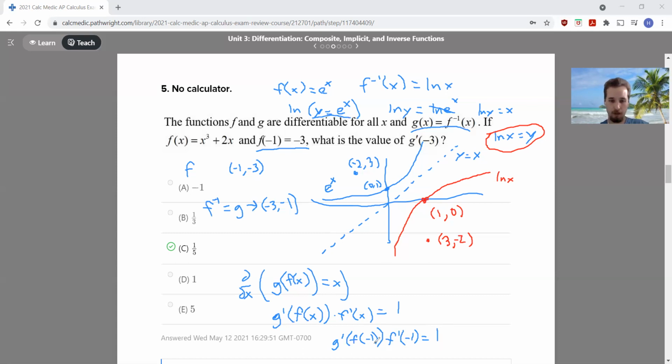Okay, so f of -1, well, f of -1 is -3. So we get our g prime of -3, which is what we want, because that's what we want to solve for. That's the whole reason why I use f of -1, because we know that f of -1 is equal to -3. So all we need to do is find out what f prime of -1 is. So let's find out what f prime of -1 is. So I'm going to erase this all up here.